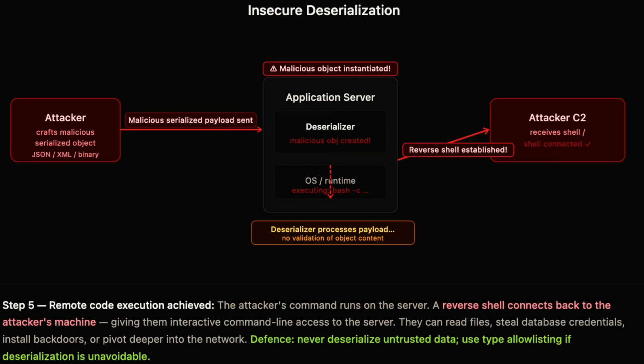The attacker's command runs on the server. A reverse shell connects back to the attacker's machine, giving them interactive command line access to the server. They can read files, steal database credentials, install backdoors, or pivot deeper into the network.